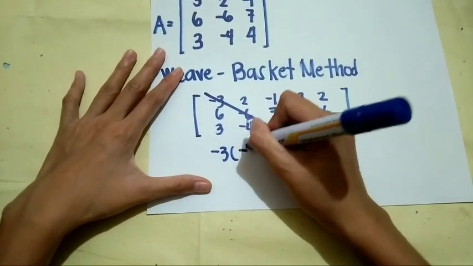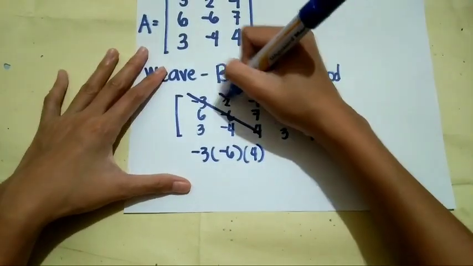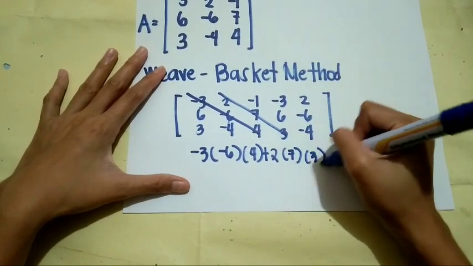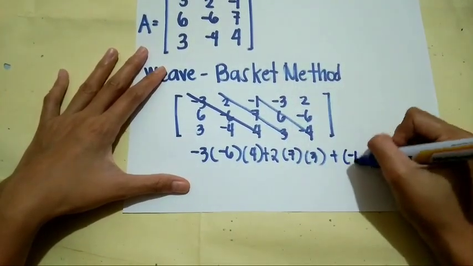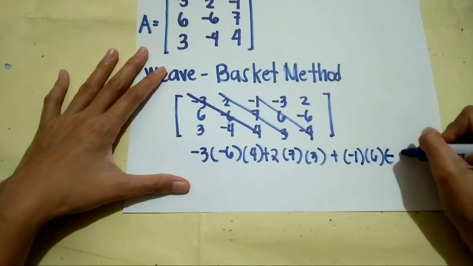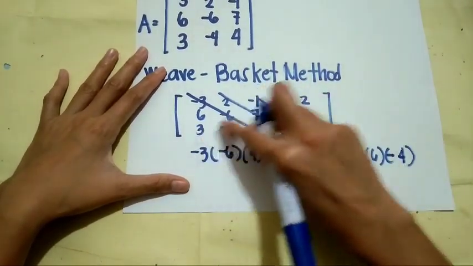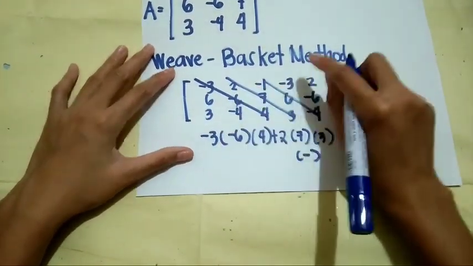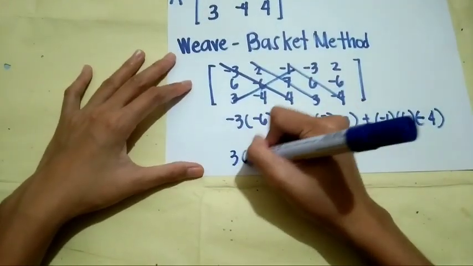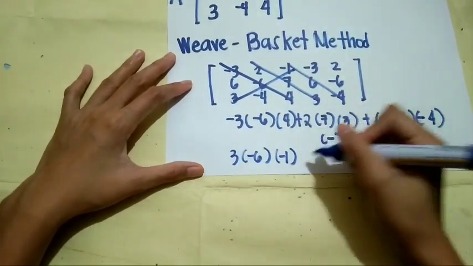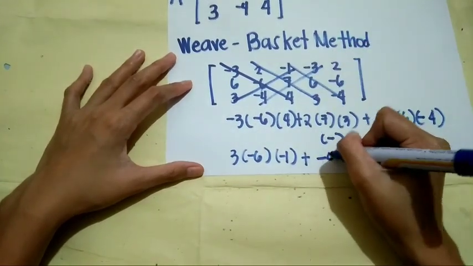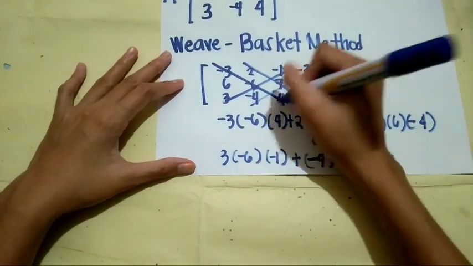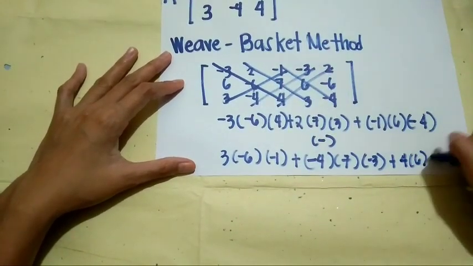So negative 3 times negative 6 times 4, and this one as well, 2 times 7 times 3, also plus, negative 1 times 6 times negative 4. So the operation of this one, we're going to have negative here. It becomes minus in our next one. So we have here 3, negative 6, and negative 1. Then plus, negative 4 times 7 times negative 3 plus 4 times 6 times 2.